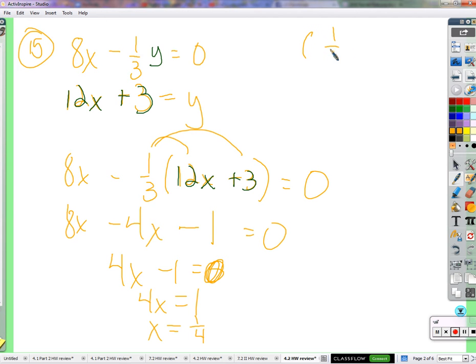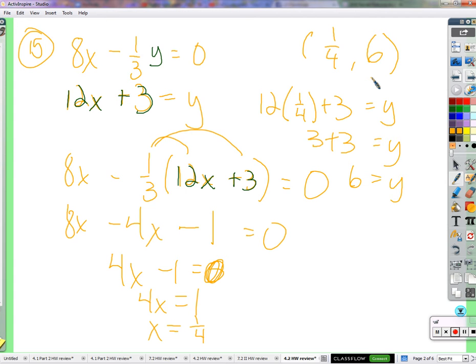All right, we got half of the solution here. We just need to figure out y, and how do we figure y? Plug in the value for x. Yes, so 12 times 1/4 plus 3. 12 times 1/4 is 3, plus 3, 6 is y. So the solution is 1/4 comma 6.